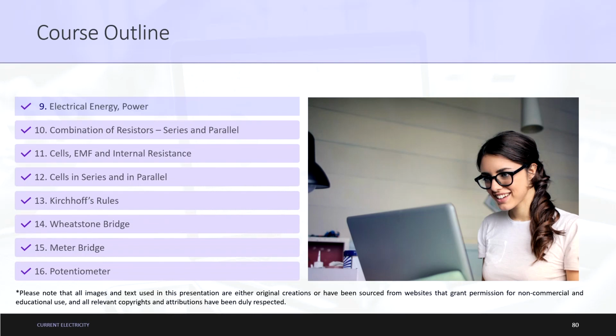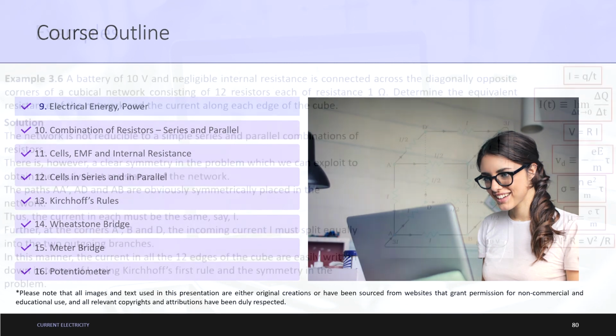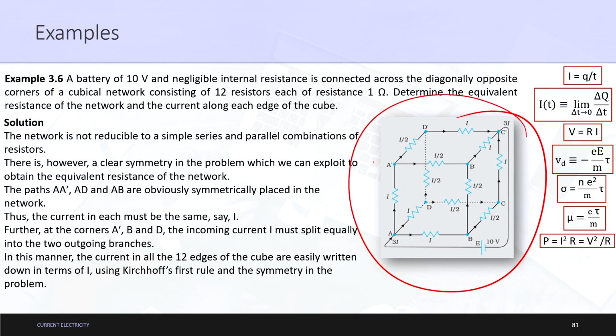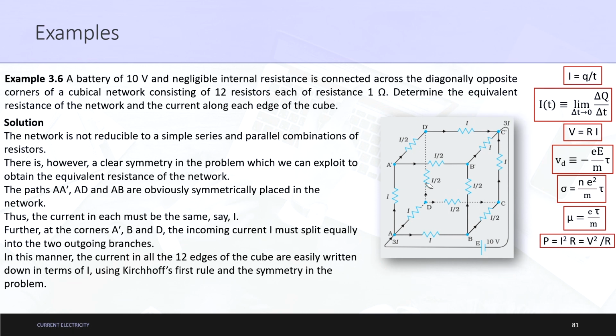Right now we are on the 13th point, that is Kirchhoff's rules. After Kirchhoff's rules, we will move on with the applications of current electricity, that is, the applications of Kirchhoff's rules: Wheatstone bridge, meter bridge and potentiometer. In the previous lecture I explained the complete concept of how the currents are divided in different resistors. Let us move on with the loop rule today.